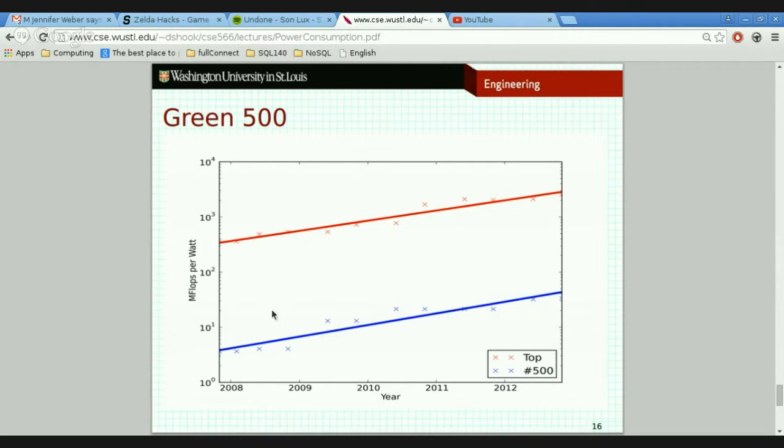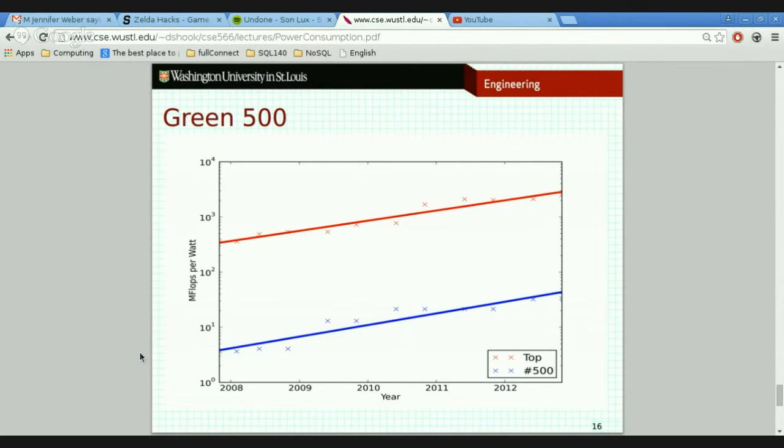But what's more important, I think, is actually the blue line on the bottom there that shows that even across the entire top 500 power efficiency is going up. So it's not just the best computers. It's not just a subset of computers that's focused on power efficiency. It is all of the high performance computing.